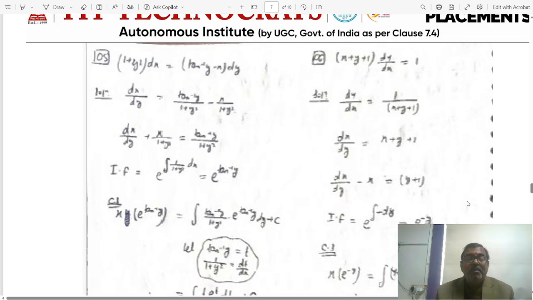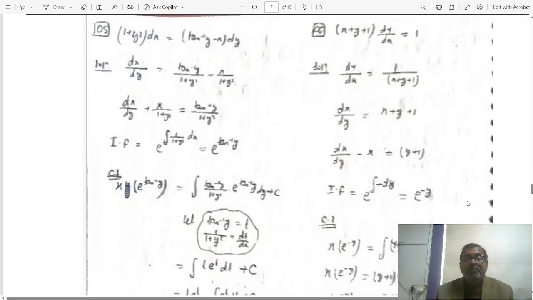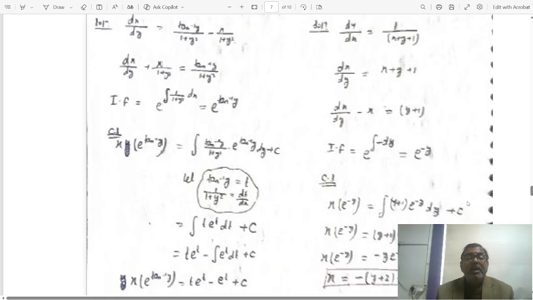The complete solution is x into IF, that is x e to the power tan inverse y, equal to the integral of tan inverse y upon 1 plus y square into e to the power tan inverse y dy plus c. Now if we put tan inverse y equal to t, then 1 upon 1 plus y square dy equals dt. Putting these values in the above integral, we have x e to the power tan inverse y equal to the integral of t e to the power t dt plus c.